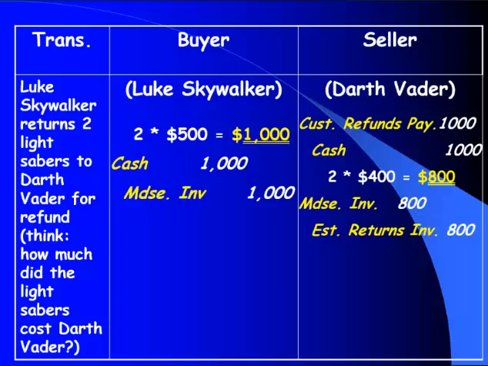Do notice if the buyer's got more cash, the seller must have less cash. And if the buyer has less inventory, the seller must have more inventory, again for two different amounts.